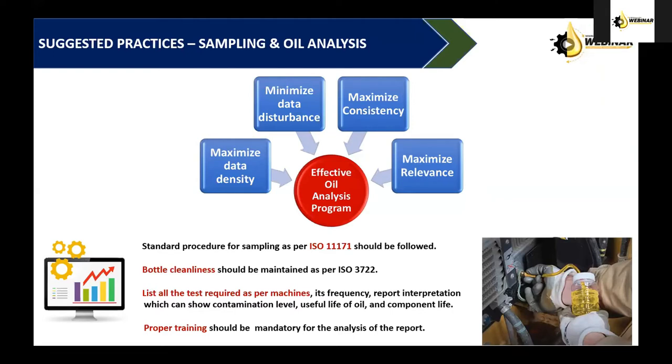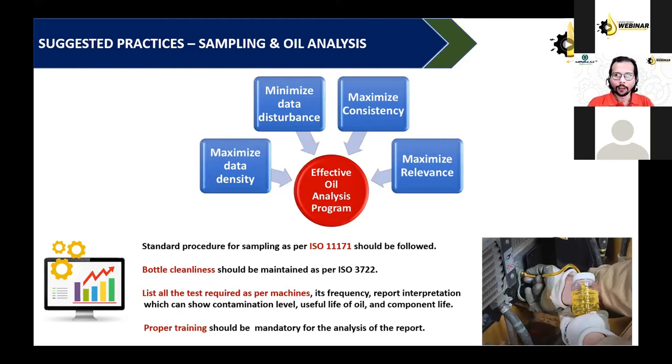Then maximize relevance. Suppose we got NAS 9 and we should have NAS 6 as per OEM recommendation, then we have to see why this NAS 9 is coming. If it is for less than 5 micron particles and our equipment is like a turbine, then nothing to worry. So what is the relevance of that data that needs to be interpreted? And here we can see that for sampling, we have ISO 11171. It is also for calibration of particle counters. Then for bottle cleanliness, we have ISO 3722. Like that, we have to follow these standards to get appropriate results and to validate our test method. Next slide, please.